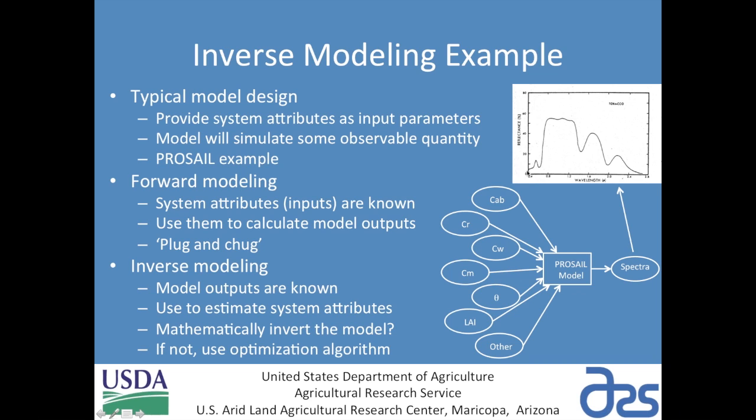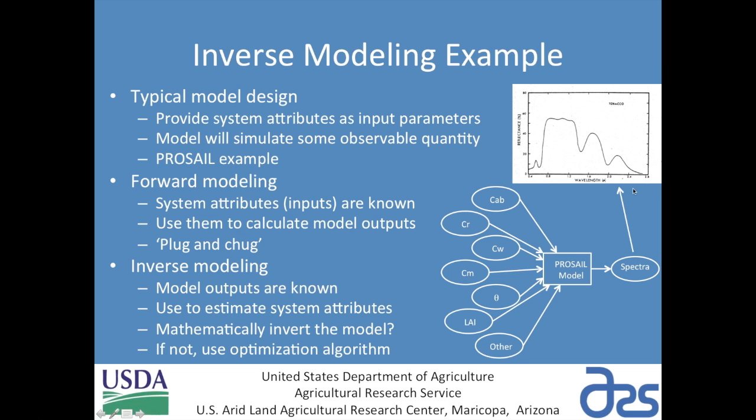And for typical vegetation, we get some response like this, where the wavelength here is 400 nanometers and out here is about 2,500 nanometers. So if we were going to do a forward modeling procedure, we would basically know all of these inputs. These various inputs about the canopy would be known. We would run the model forward and get the output. So very simple. But that's typically not the case, and it's not the case for phenotyping.